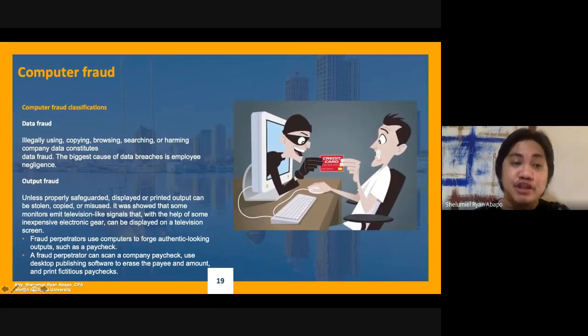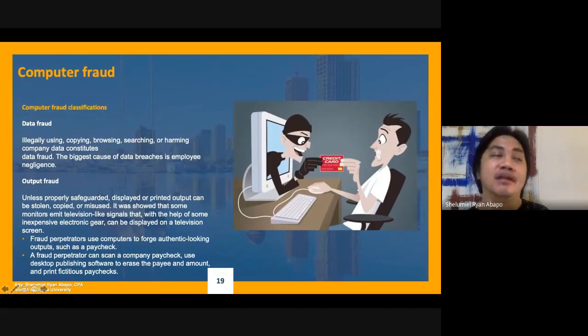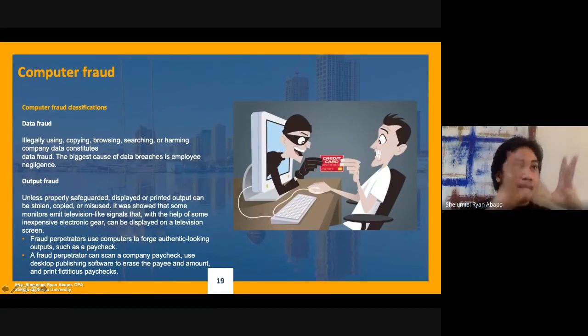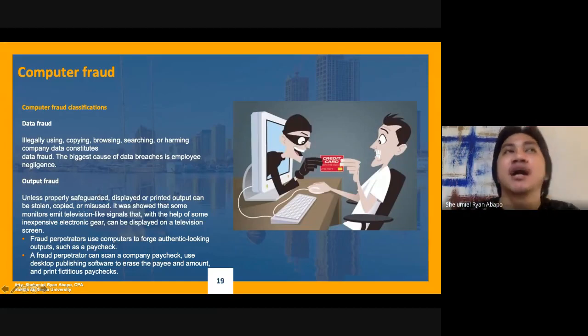And then we also have data fraud, which is the illegal use, copying, browsing, searching, or harming of company data. This is the biggest cause of data breaches. The biggest cause of data breaches is employee negligence. And of course, output fraud, which would involve showing a hacked or manipulated monitor or display to show different results than what was inside the database. So they would perpetrate it by using forged, authentic looking outputs, such as the one used sa friend kong email. Once you click it, it's a fraudulently forged website talaga that would appear to be authentic and real looking. So ikaw din, papasok ka din ng bank details.